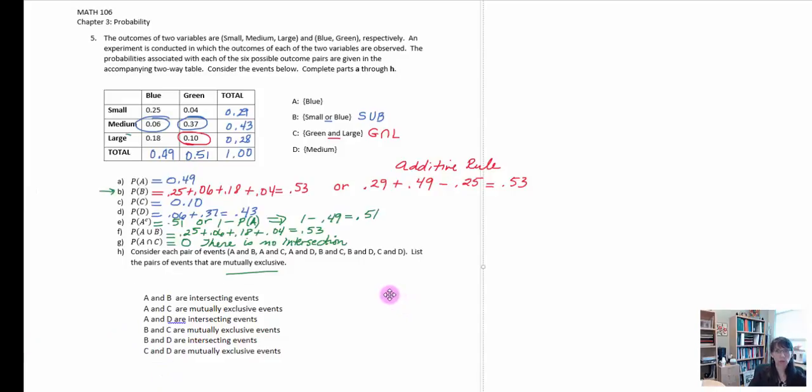So what's important to take from this exercise is the definition of mutually exclusive, and that is events that are not intersecting. Also, it's important to look carefully at the details of the events that are given to understand if, in fact, the word or means the union of the events, and the word and implies the intersection of events.